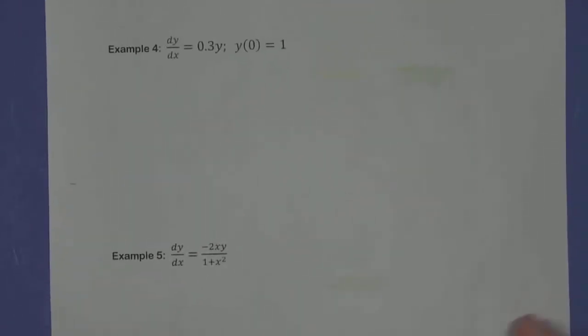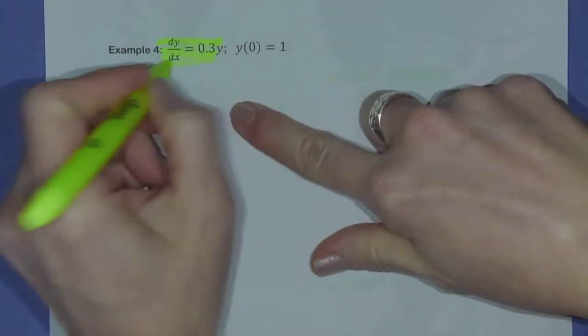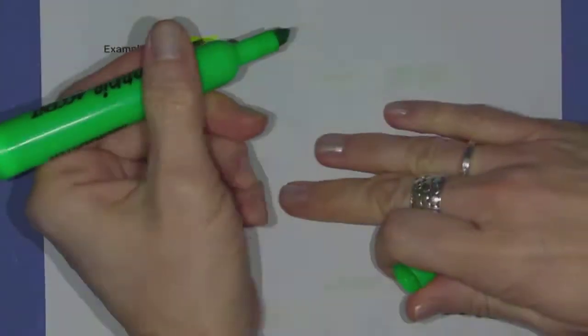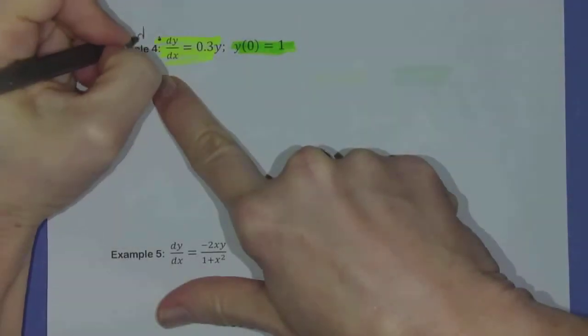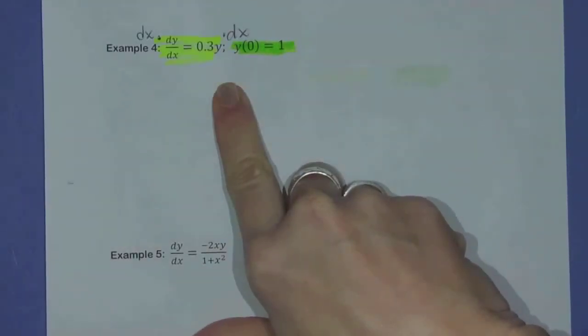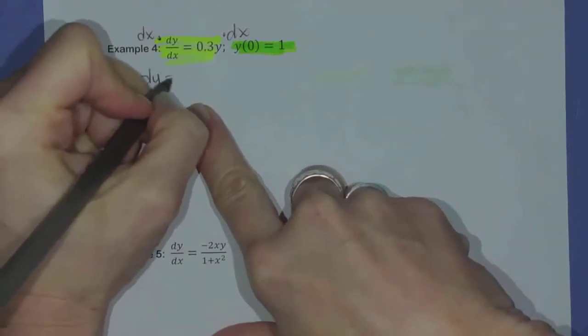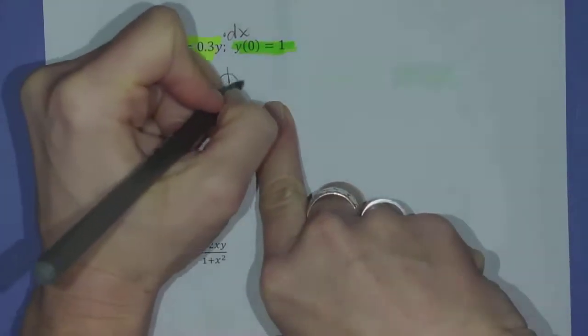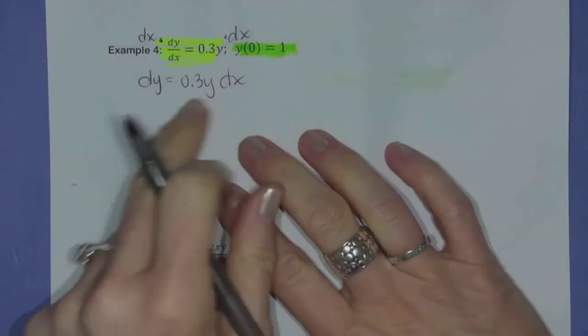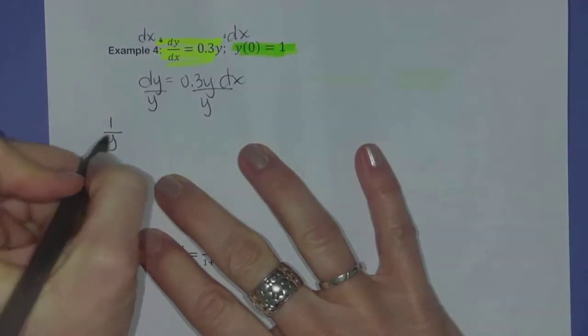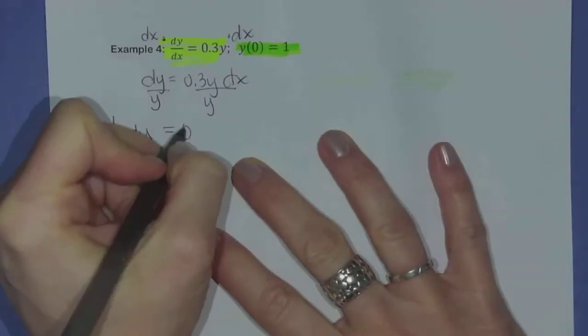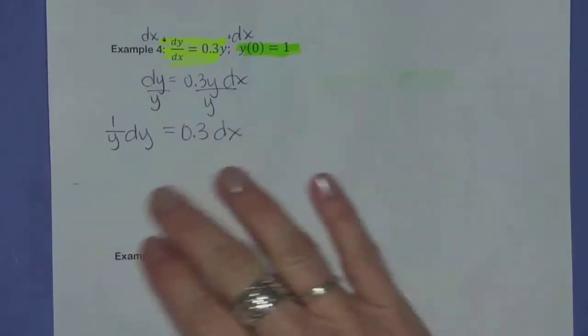We're almost there. Okay, example 4, dy dx equals 0.3y, and we've got a condition. So highlight these. And just like I always start, I'm going to separate my variables. So I'm going to multiply both sides by dx, which gives me dy equals 0.3y dx. Now I want to get the y to the left, so I'm going to divide by y. This is going to give me 1 over y dy equals 0.3 dx. And I'm ready to integrate.